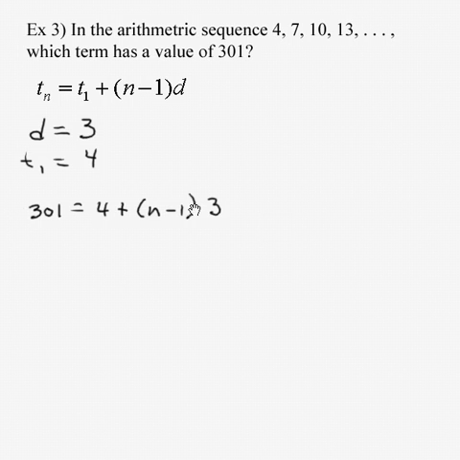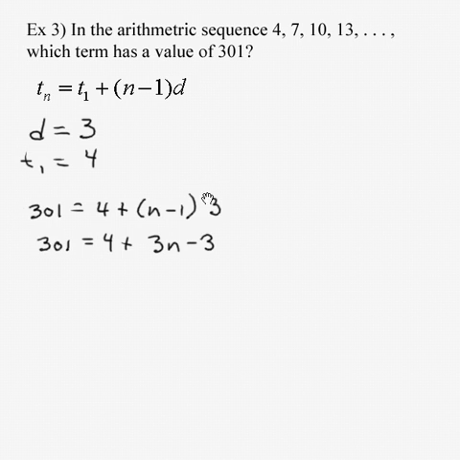Now in this case, we replace t sub n with the actual term itself, 301. And we're solving for n to find the term number where the term is 301. So again, if I chose a larger number like 5,301, this would be 5,301. Everything else would be the same, and you've got calculators to help you out.